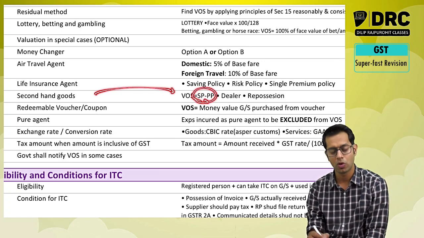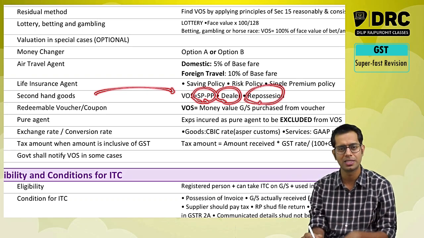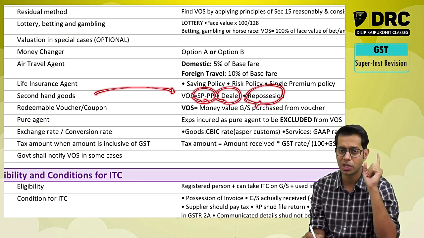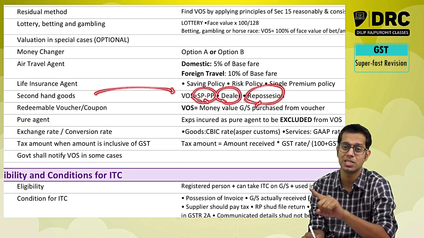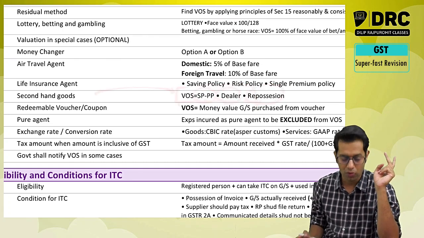Now what is important over here, you can either be a dealer of second hand goods or a repossession of second hand goods. For both the cases, the value of supply will be selling price minus purchase price, provided you satisfy a condition that you supply the goods as such without making any changes, and you should not have taken input tax credit. Then only this particular provision shall apply to you.